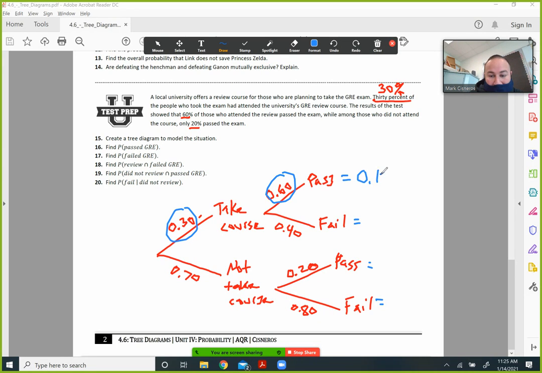We know there's an 18% chance of taking the course and passing the test. 18%. What's 0.3 times 0.4? 12%. So I'm going to just put 0.12. What's 0.7 times 0.2? 0.14. And then 0.7 times 0.8 is 0.56.